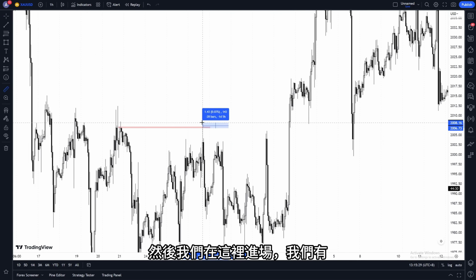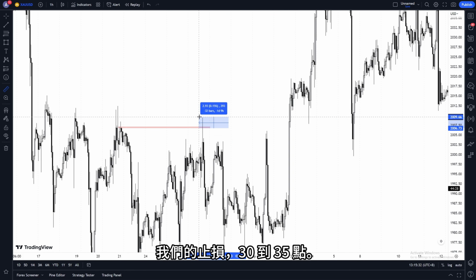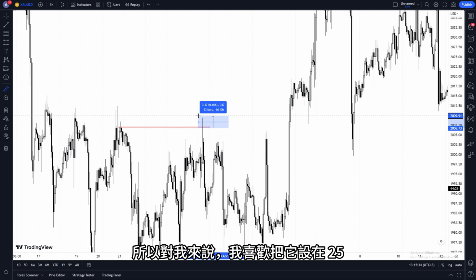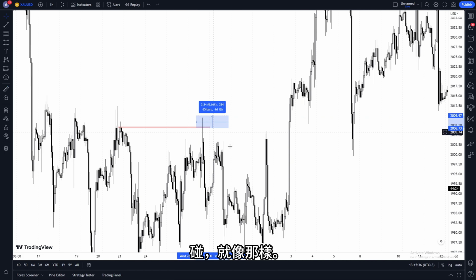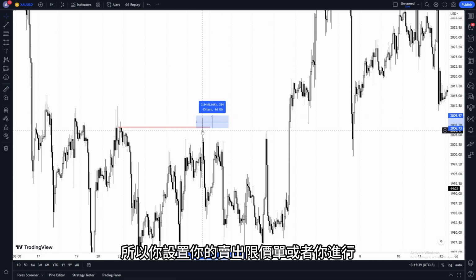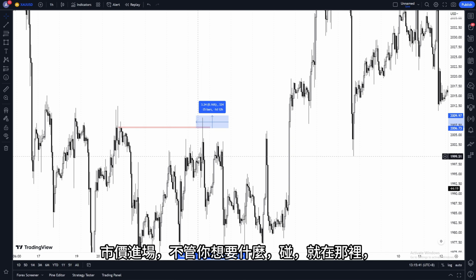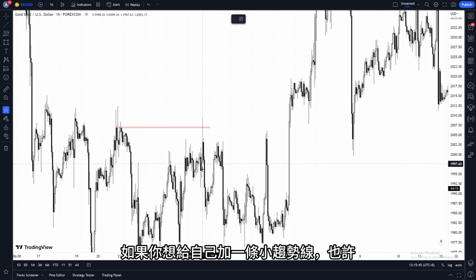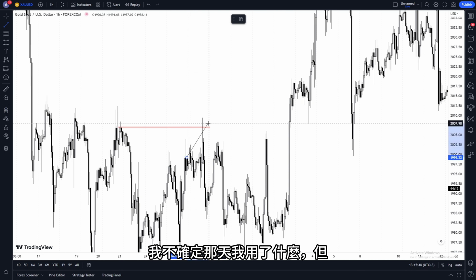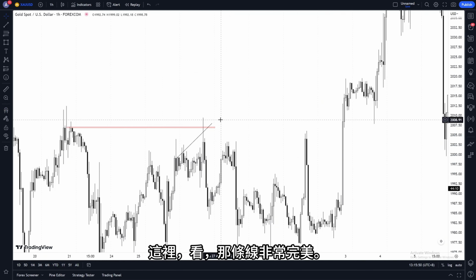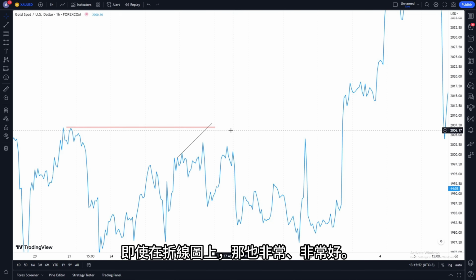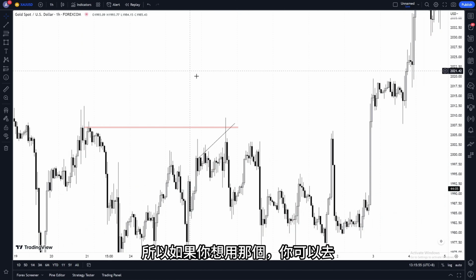This is all, and then we have our entry here, and we have our stop loss at 30 to 35 pips. For me, I like to have it around 25 to 32 pips. Boom, just like that. So you set your sell limit, or you take an entry execution, whatever you want, and boom, there you go. Okay, if you want to add yourself a little trend line, maybe you can use this. I'm not sure what I used on that day, but look, that one fits perfectly fine, even on the line chart. That goes really well. So if you want to use that, you can go ahead and use that.